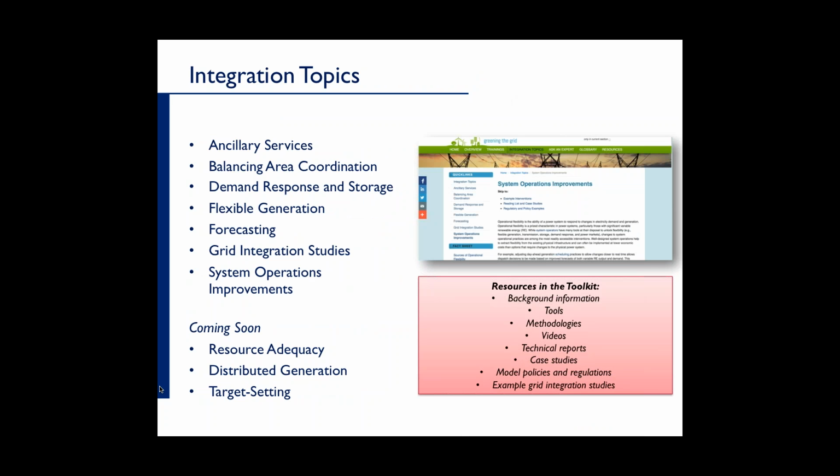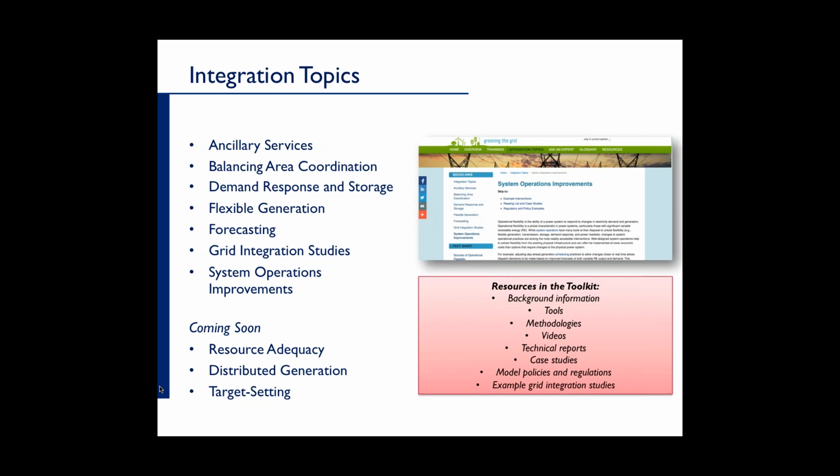Beyond the fact sheets, which provide a concise overview of grid integration issues, the Greening the Grid toolkit also provides a set of in-depth resource pages organized by topic, ranging from ancillary services to balancing area coordination and the others that you see here. These in-depth resource pages are really the heart of the toolkit, and we developed these with the philosophy that there is already a significant body of knowledge about grid integration. So the intent here is really to collect and contextualize the best of what is out there, again with systems in developing countries in mind.